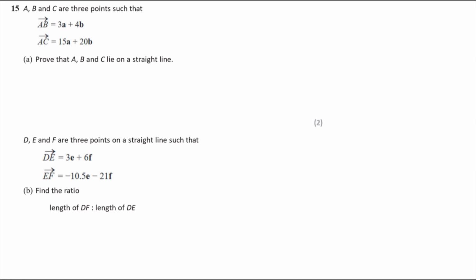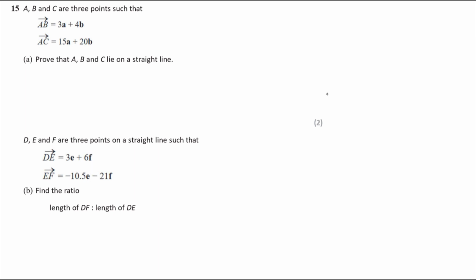Question 15. A, B, and C are 3 points such that the vector AB is equal to 3a plus 4b, and the vector AC is equal to 15a plus 20b. Prove that A, B, and C lie in a straight line. Okay, so we've got 3 points A, B, and C, and mathematically what we want to do here is to show that the 3 points are collinear. In other words, they lie in a straight line.